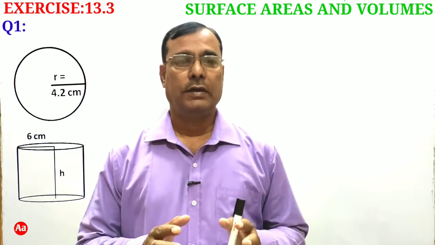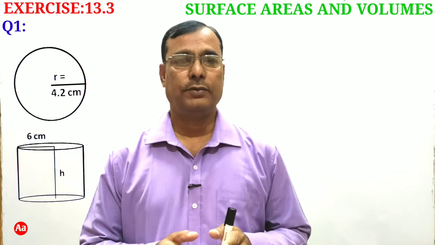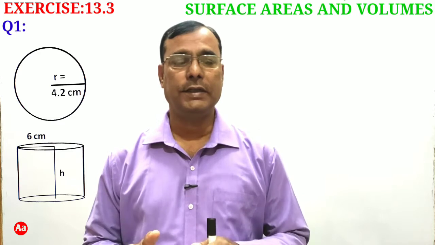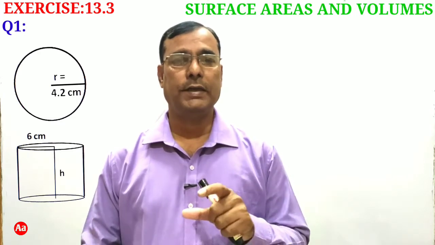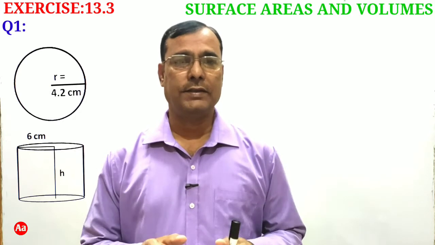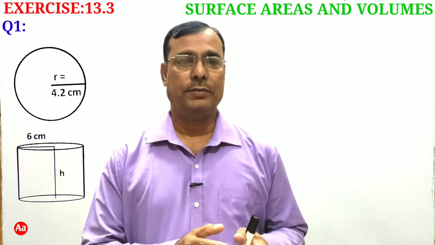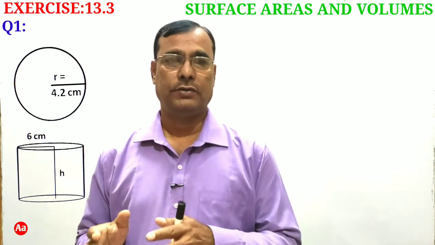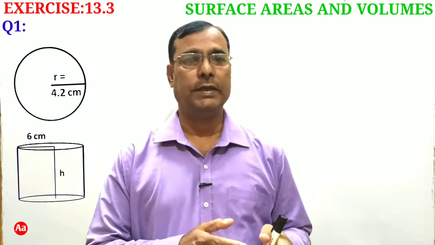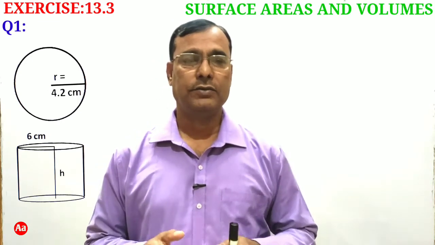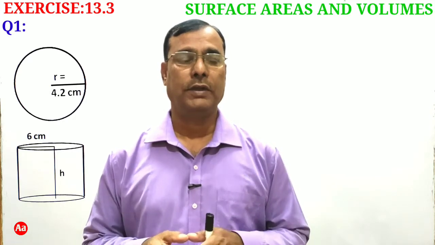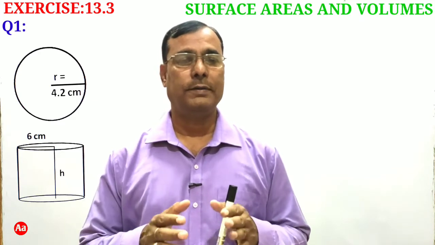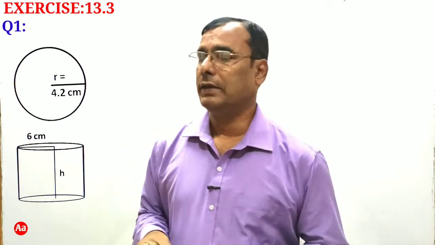In this question, a metallic sphere of radius 4.2 centimeter is melted and reshaped in the form of a cylinder of radius 6 centimeter. We have to find height of the cylinder. So in this case, melting one metallic object and reshaping it into another form, volume of the new solid is equal to volume of the previous solid before the melting. So this idea we are going to apply, and therefore in this question volume of cylinder is equal to volume of metallic sphere.